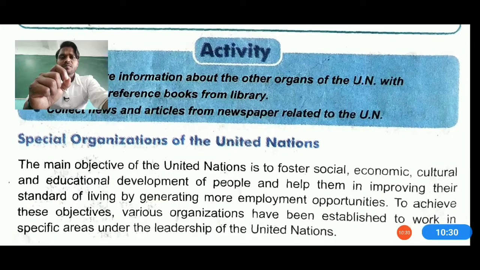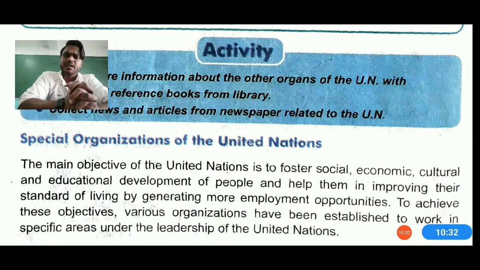Now see, some special organizations are also there in the United Nations. What are the special organizations of the United Nations? First of all, the main objective of the United Nations is to foster the social, economic, cultural, and educational development of the people. Apart from that, it also needs to generate some employment.